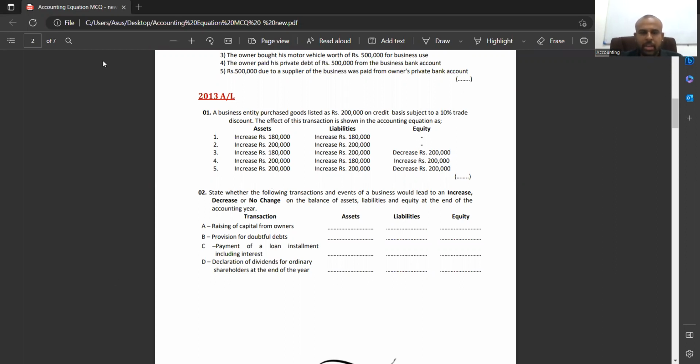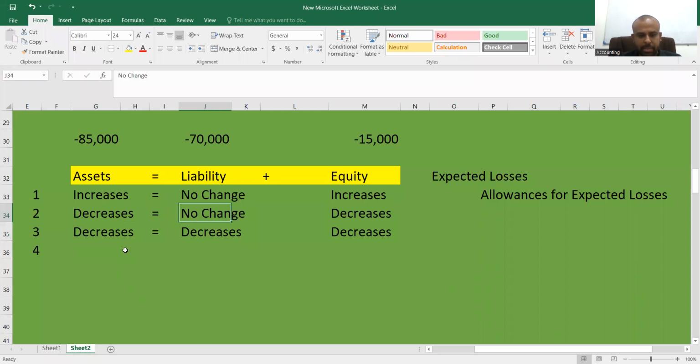Declarations of the dividends will not be recorded in the business books of accounts. Dividend pay kara wage nemei, dividend declare karahama, it has no impact on the business books of accounts. Therefore, it has no change, right? All assets, liability and equity have no change due to the declaration of the dividends.